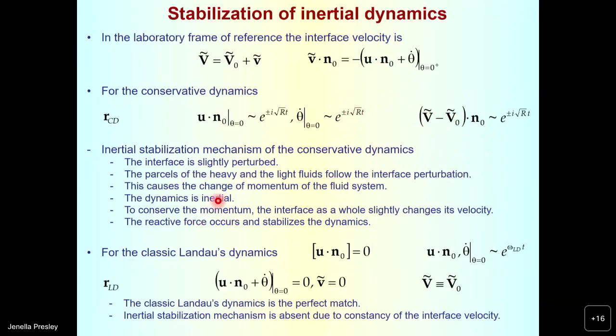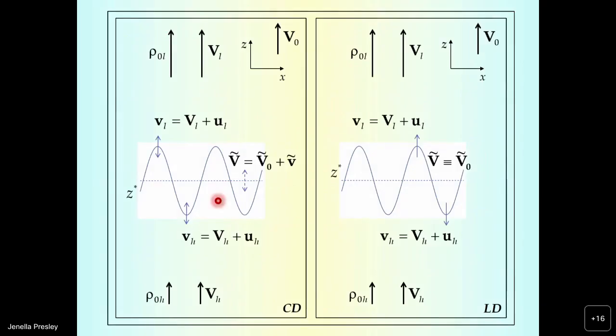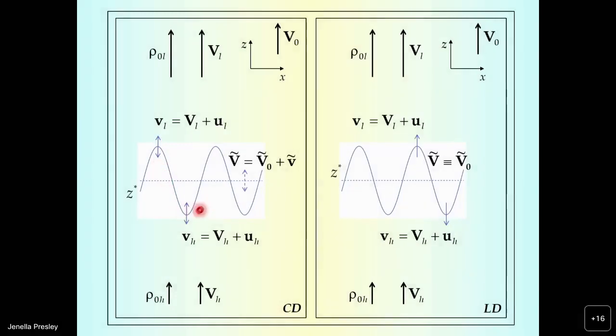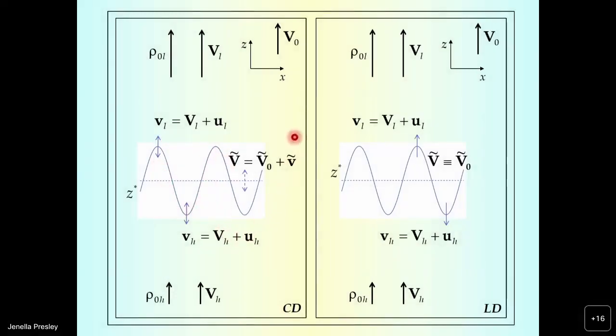So we are coming to the inertial mechanisms of stabilization. Let me illustrate it with a figure here. When we had a planar interface, we had some balances. Now, when we perturb the interface, what happens? Light fluid follows the perturbation, heavy fluid follows the perturbation. It would be correct whether it is compressible, incompressible, viscous or inviscid, because this is just the physical meaning of it.